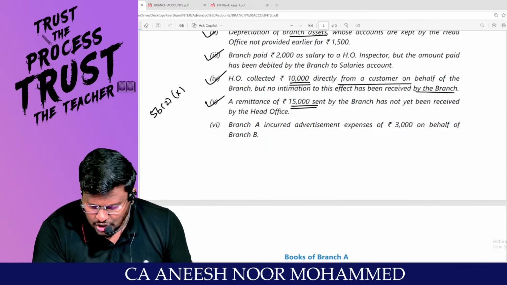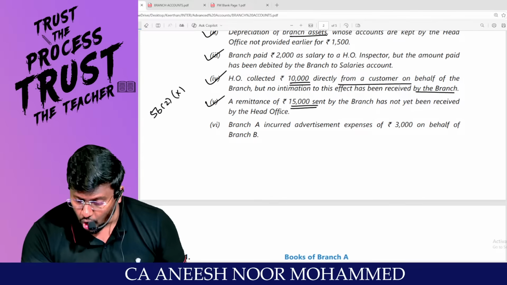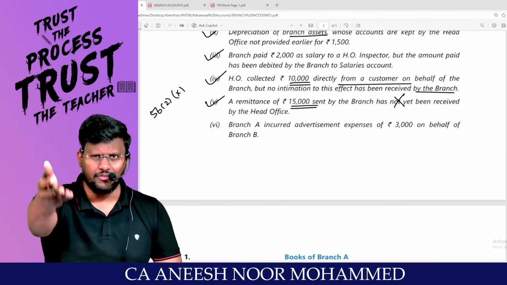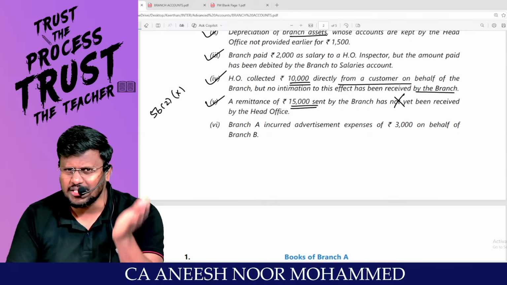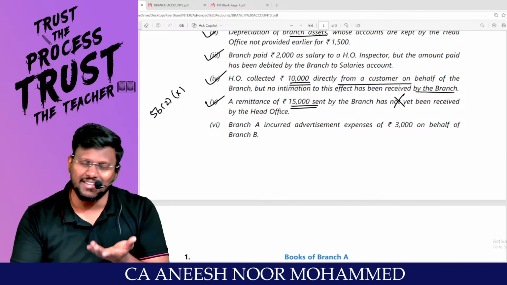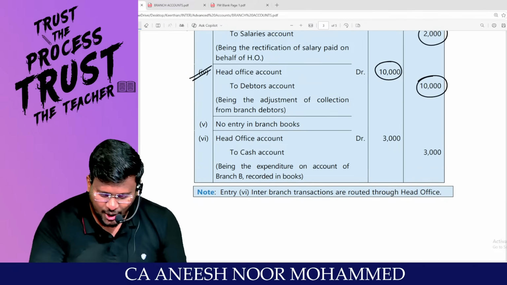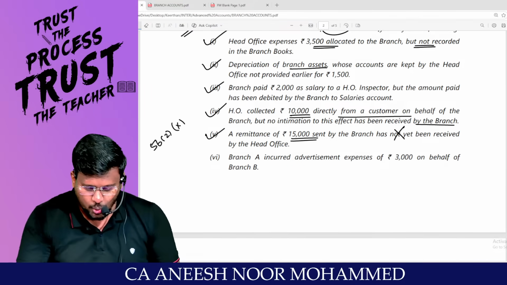A remittance of 15,000 sent by the branch, as we have already said, has not yet been received by head office. Then head office has not received the information, so they would not have passed the journal entry. I am writing the journal entry in the books of branch here. I would already have passed the entry. No entry is required. Super, sir.